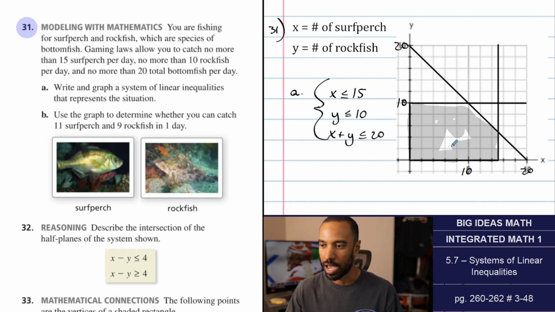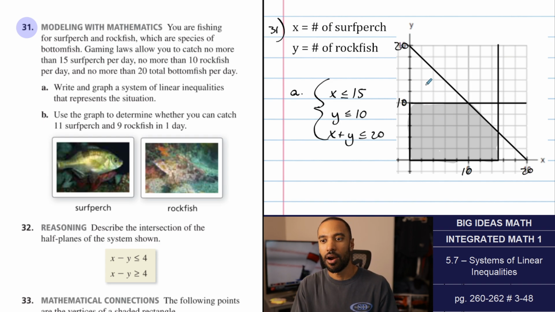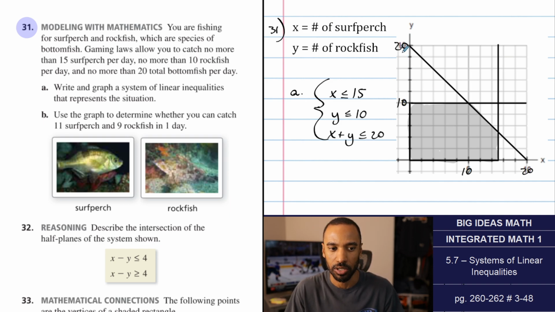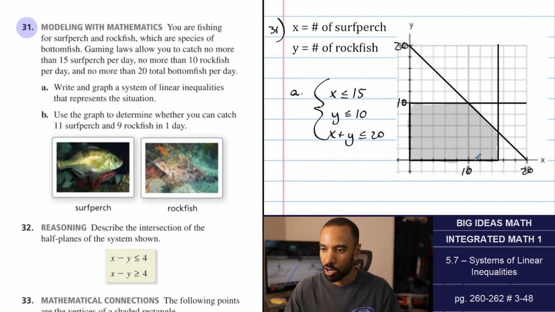Well, I think I used the wrong kind of tool. This thing's going to shrink on me a little bit afterward. It's going to change. Hold on. Watch when I let go. Oh, barely changed. Okay, good. All right. That's part A. Part B, use the graph to determine whether you can catch 11 surf perch and 9 rockfish in one day. 11 surf perch, 9 rockfish. I believe that's right on the line right here.